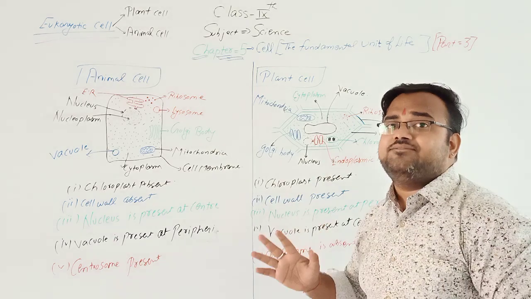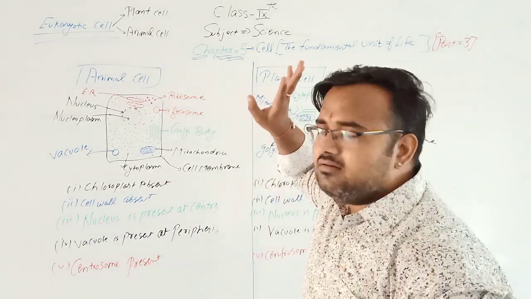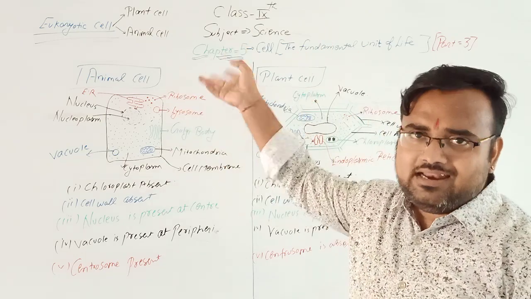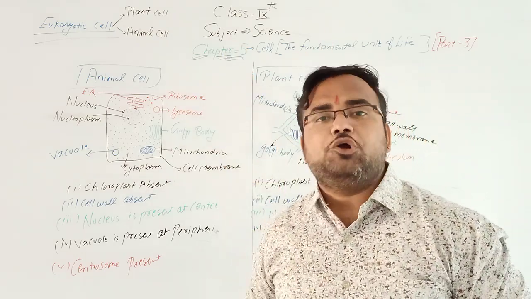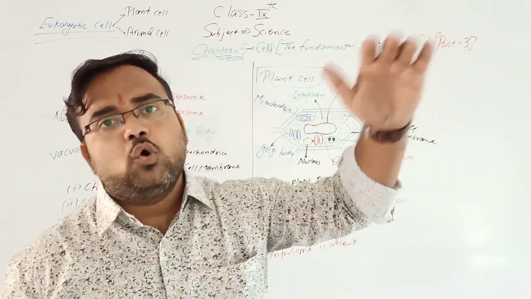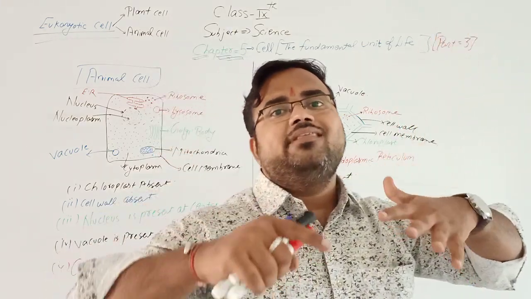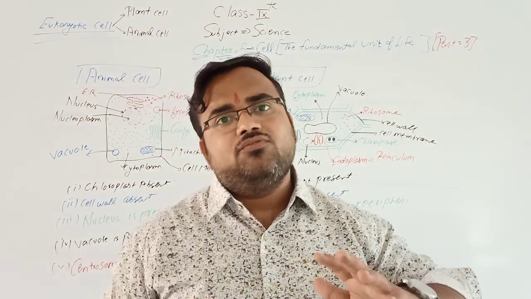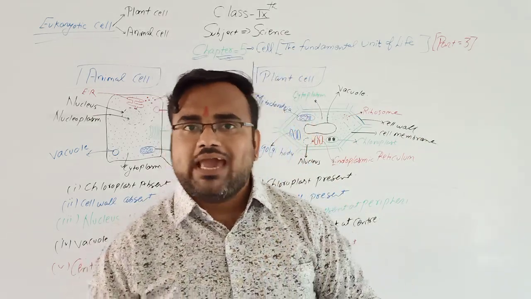So we have finished the eukaryotic cell. The eukaryotic cell is divided into two parts, plant cell and animal cell. Now we'll see what a prokaryotic cell is. Pro means primitive, old, or we can say purana, and karyon means cell. The cell which was old and not well developed is known as a prokaryotic cell.